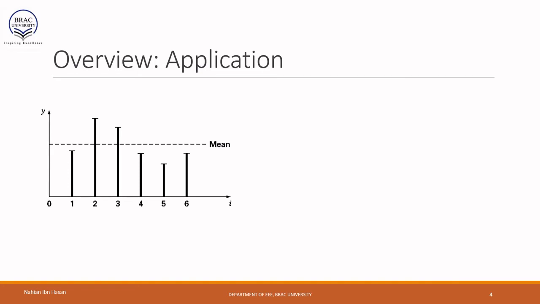So we are going to find out one application of numerical integration. For example, we have these data. These are not continuous data, these are discrete data points. For example, at i equal to 1, y has a specific value. For i equal to 2, y has another specific value. So these are discrete data points. If I want to calculate the mean, what we do is sum over all the y values and divide it by the number of data points.